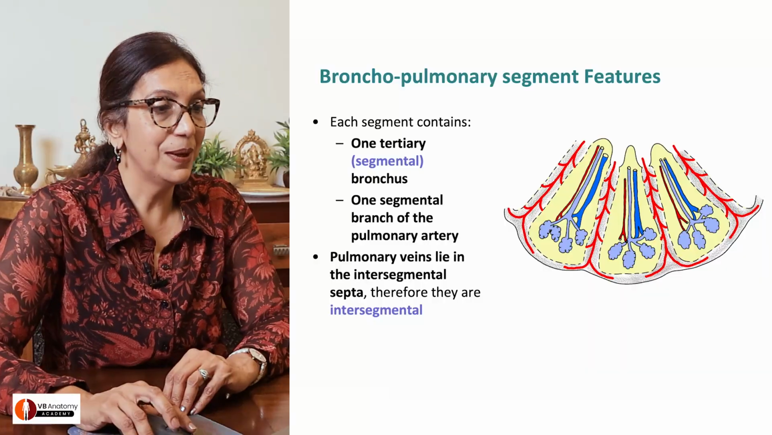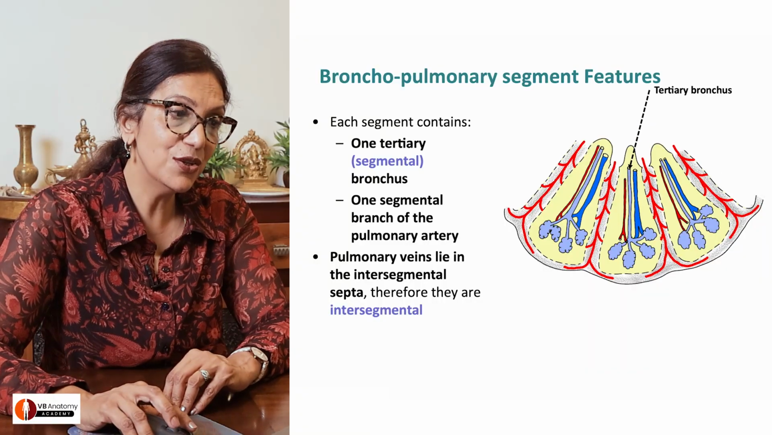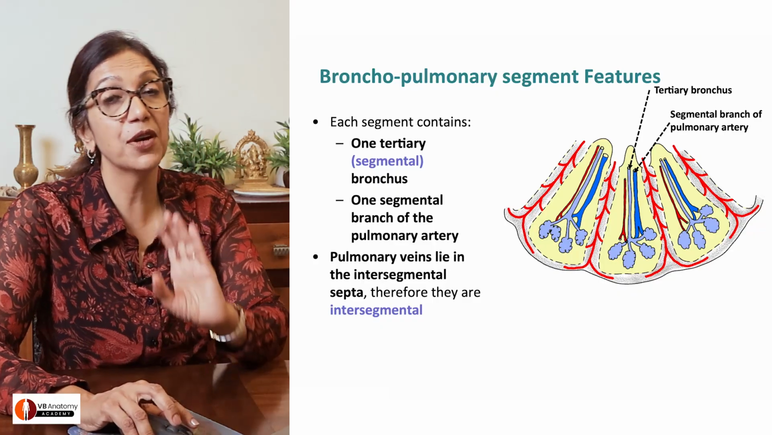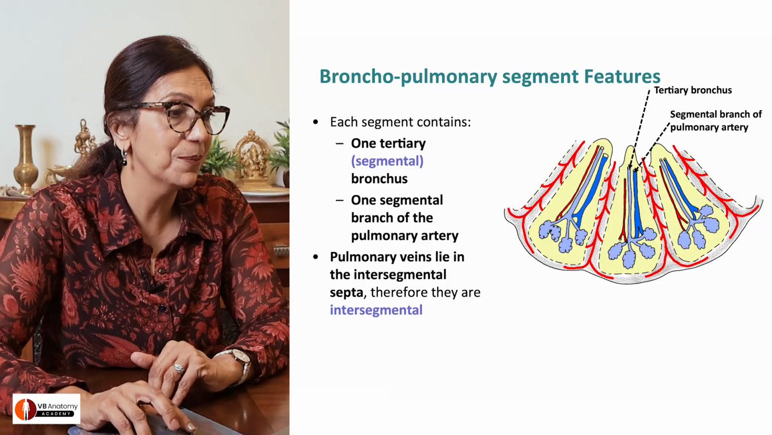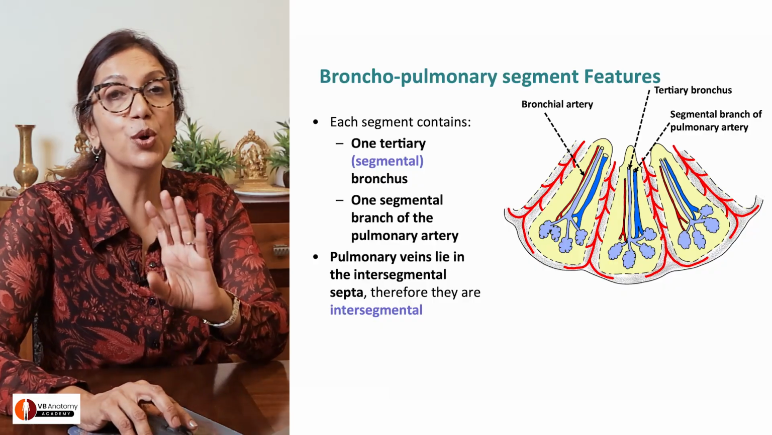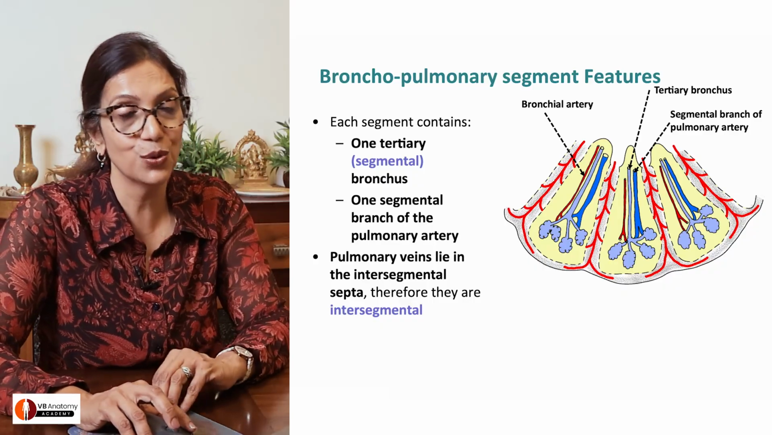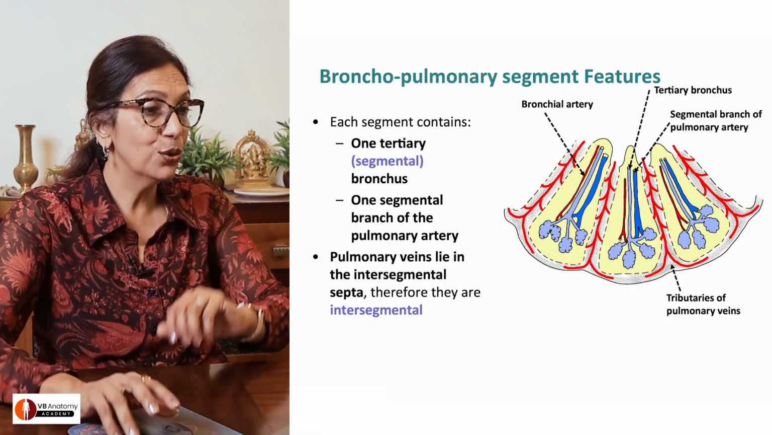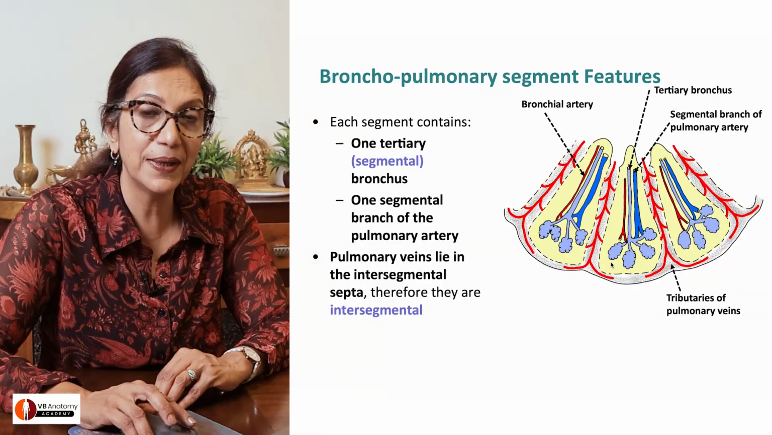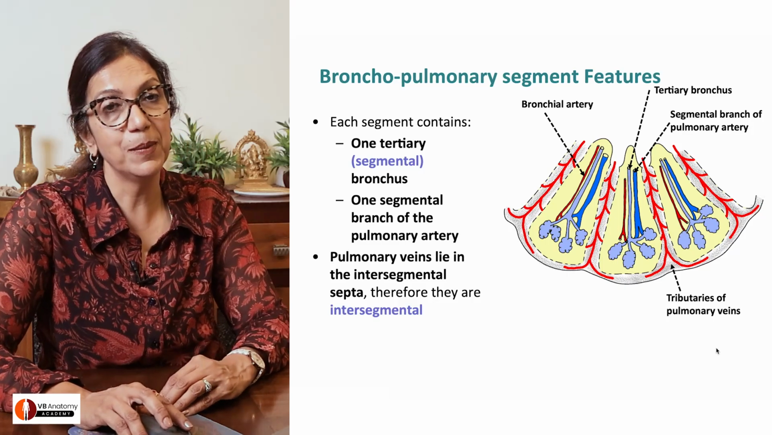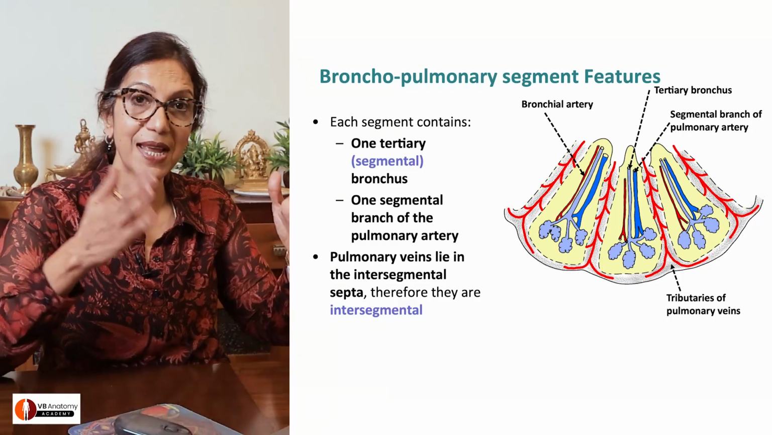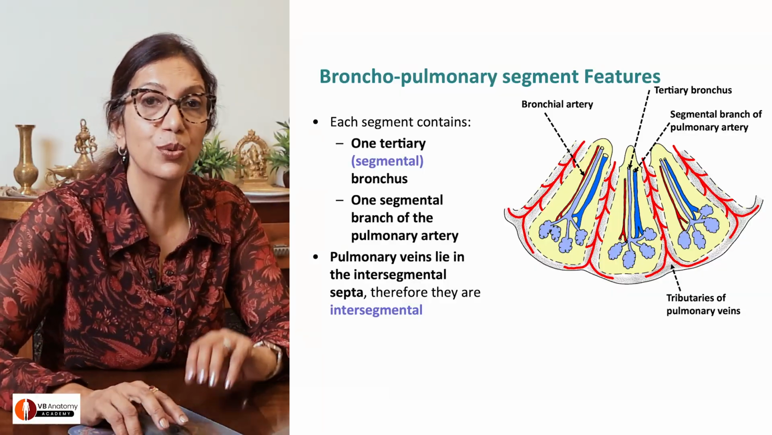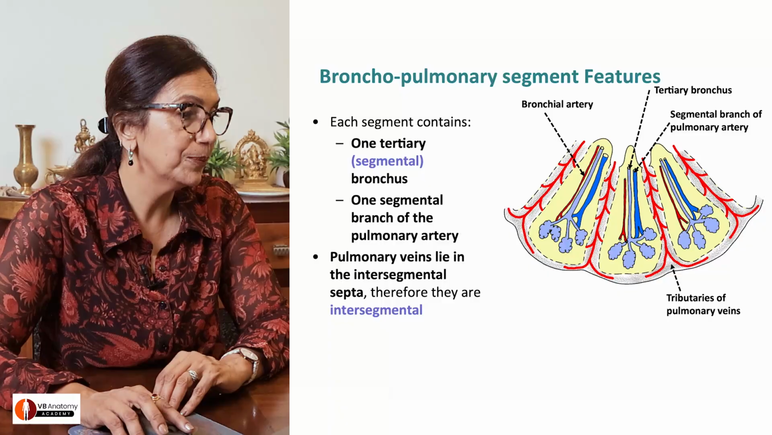So each bronchopulmonary segment is supplied by one tertiary bronchus, by one segmental branch of pulmonary artery bringing deoxygenated blood, by one bronchial artery for the conducting tissue, and oxygenated blood is drained back through the intersegmental septa by tributaries of pulmonary veins. Okay, so the veins are intersegmental, the arteries are belonging to each segment individually.